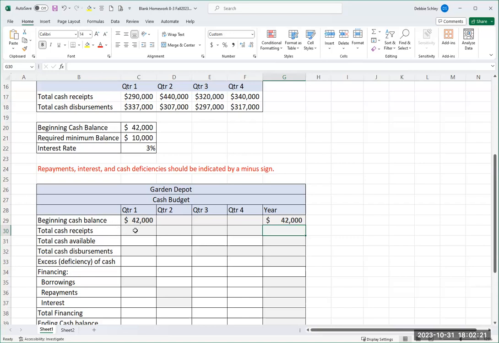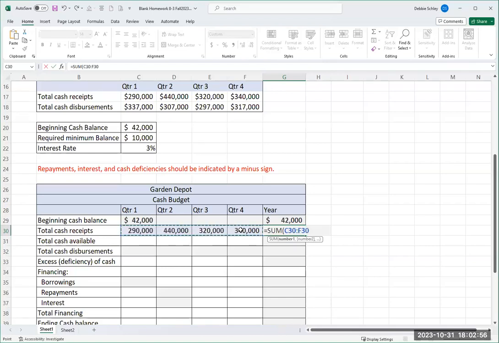Total cash receipts. Okay, they gave me all of those. And so I'm just going to reference quarter 1 cash receipts of 290,000, quarter 2 of 440,000, quarter 3, 320,000, and quarter 4, 340,000. So this line is going to total across. So I will just add those across to get my total cash receipts for the year.